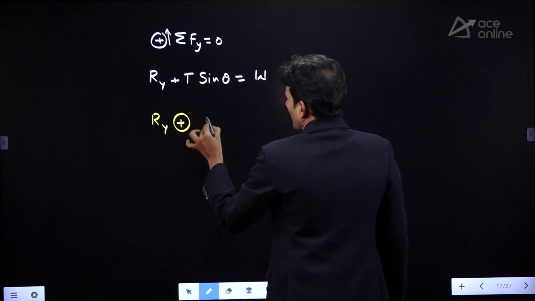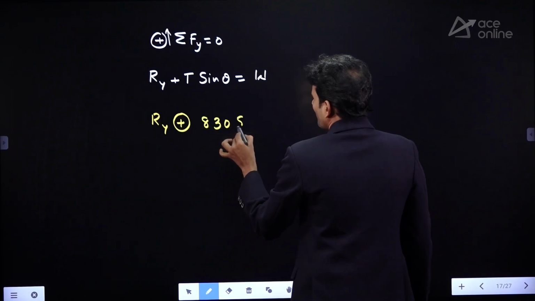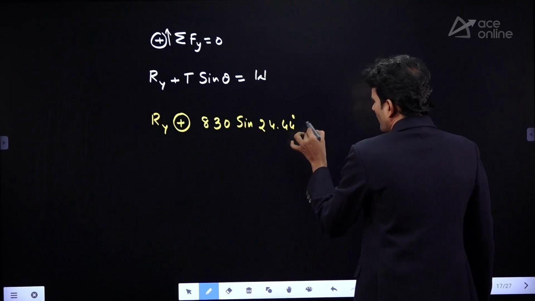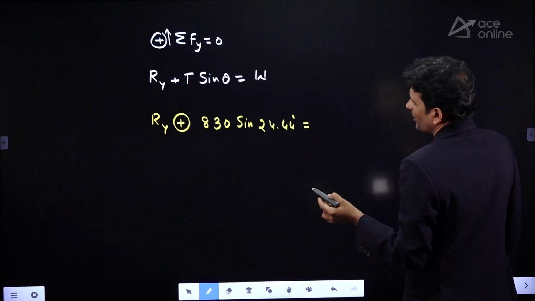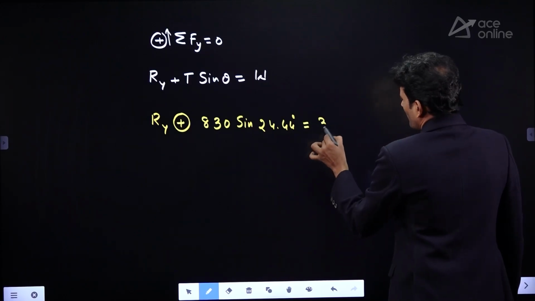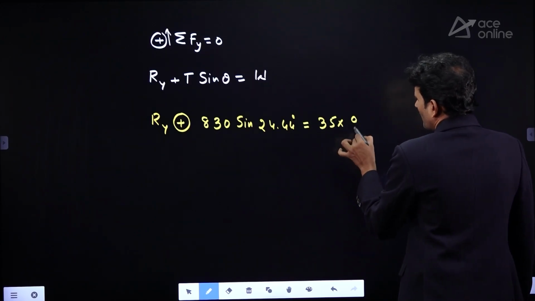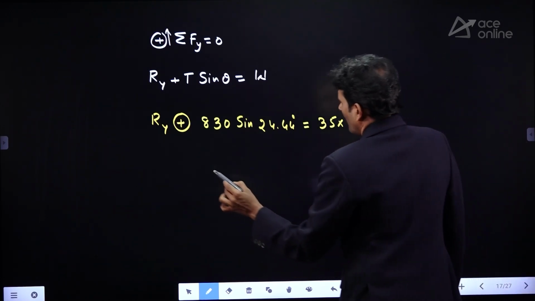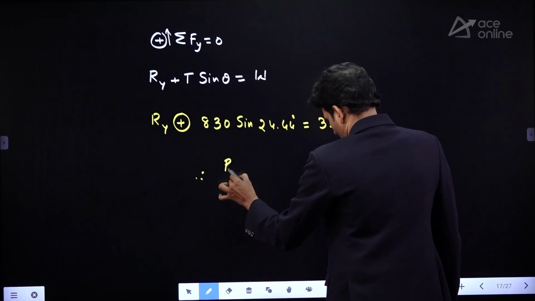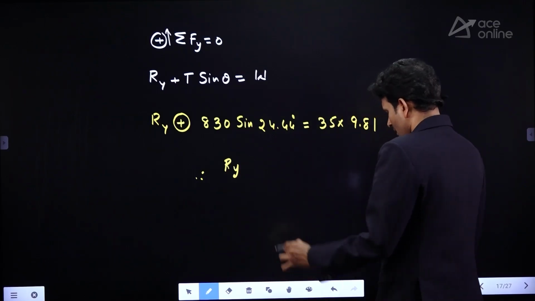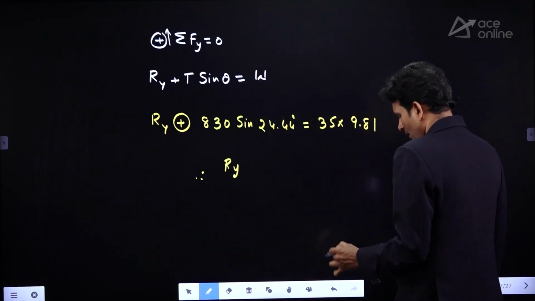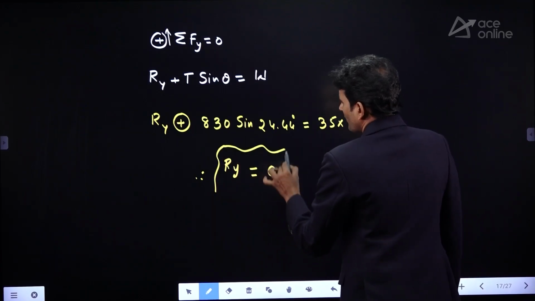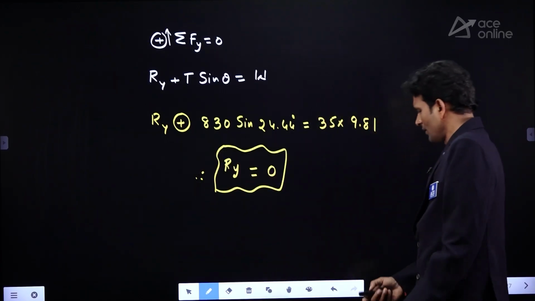T value how much do we have? 830 sin 24.44 degrees. That should be equal to W, how much? 35 into 9.81, my dear friends. If I simplify this, Ry how much do we have? Ry we are having 0.